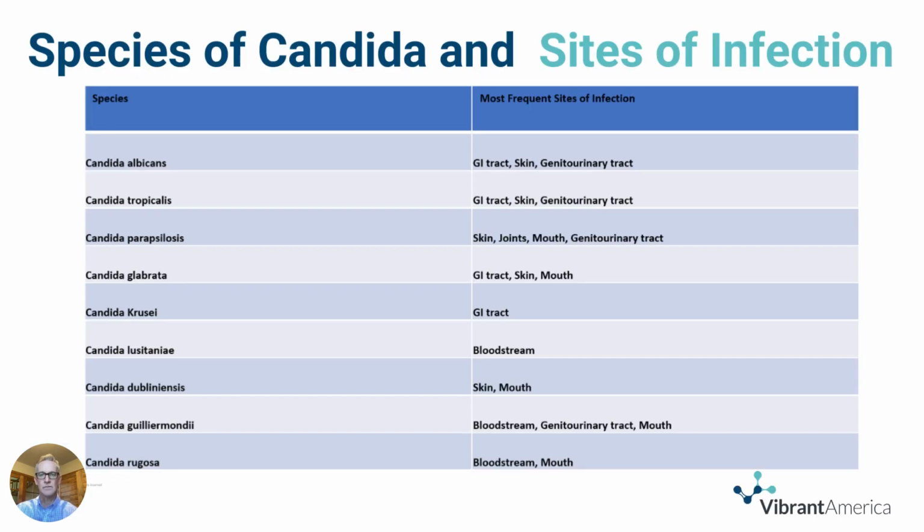All right. So real quick, different species and different sites of infection. Of course, GI tract is very common, skin, GU. Those are the most common areas where some of these can find a nice home. This Candida lusitaniae can be in the bloodstream. That's an emerging, particularly dangerous form of Candida. So, long story short, you can get these infections basically anywhere in the body. Hence, that's why we're doing that antibody test. It's going to show the presence of that infection.